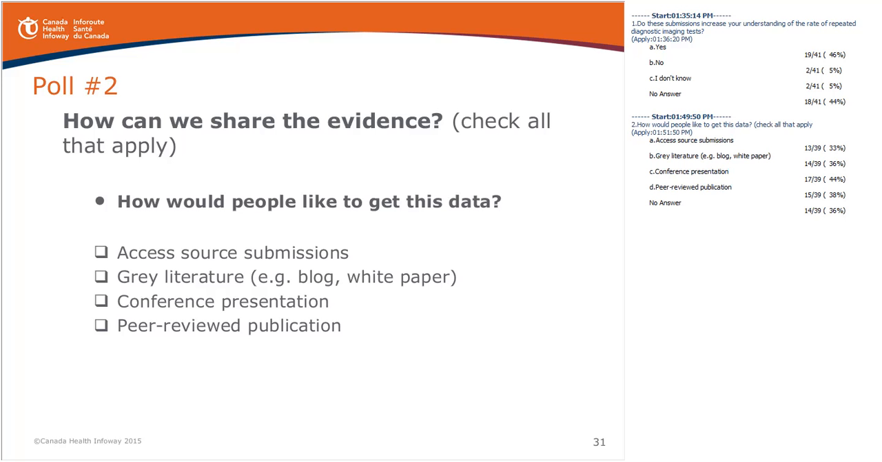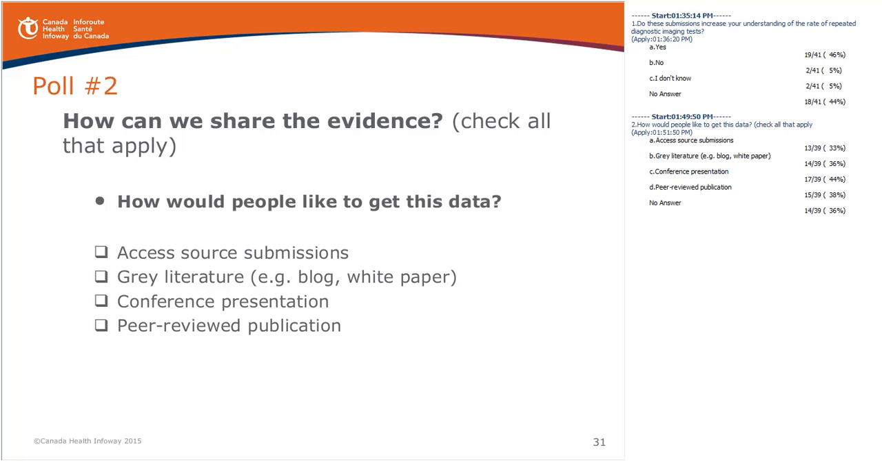And about the same number, I think, looking at the gray literature would be a good way to share it. The numbers jump up a little bit around conference presentations. So about two-thirds of you are interested in that, and 60% say peer-reviewed publications. So we're seeing quite a lot of interest, I guess, in all of the different ways of sharing it, and I think that's often the case with new information, that there's no single right option. So thank you very much for sharing your thoughts on that.